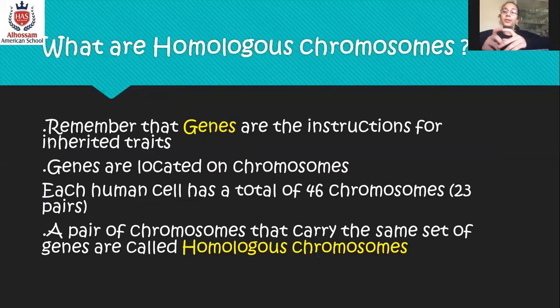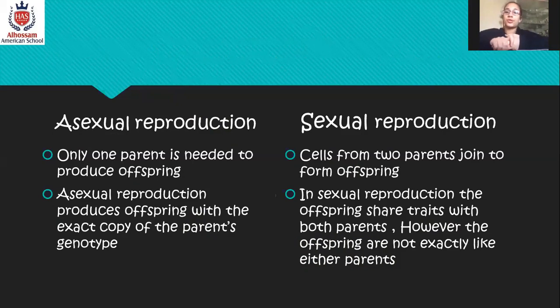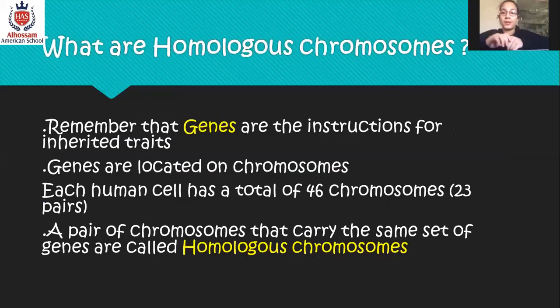In sexual reproduction, two parents are needed. One cell from the father, which is the sperm, and one cell from the mother, which is the egg, fuse to form the offspring. In sexual reproduction, the offspring never looks exactly like one parent. It shares traits from both parents. It never looks exactly like either of the parents.